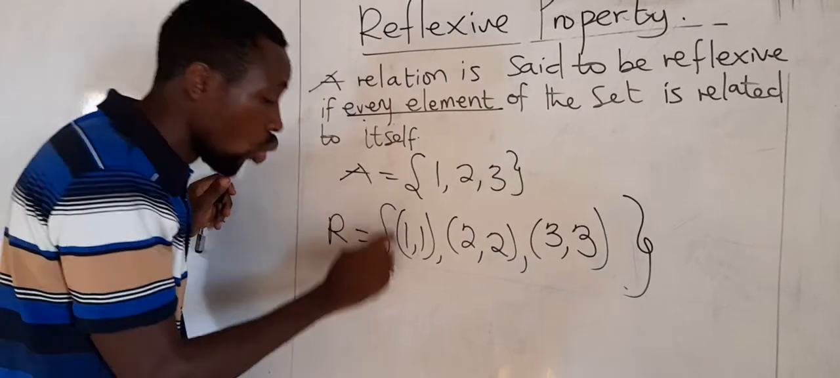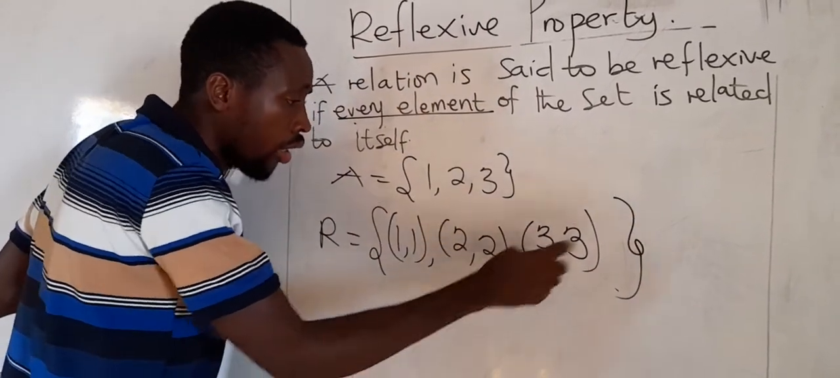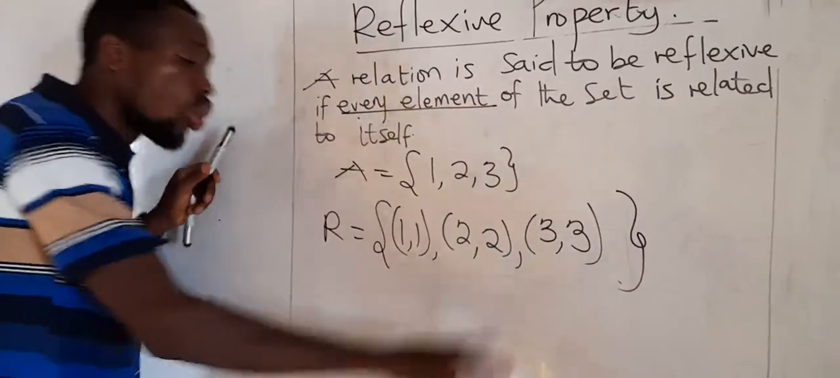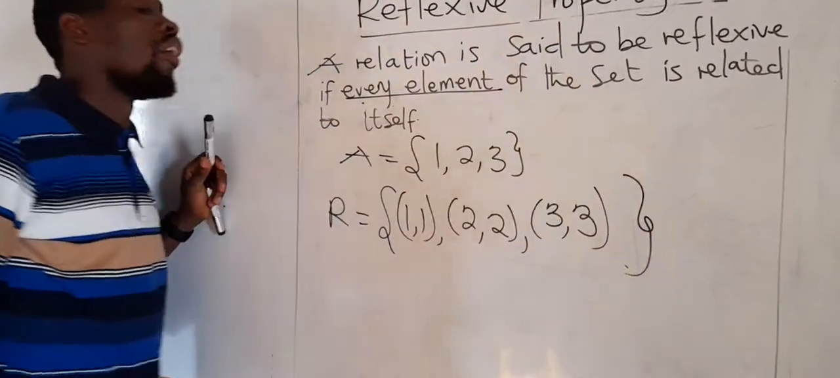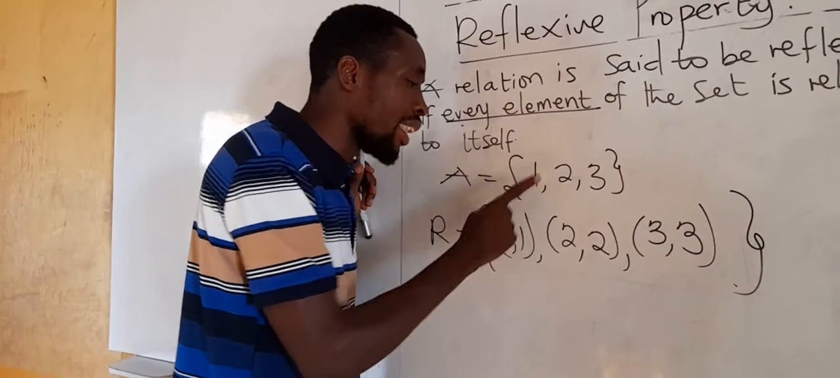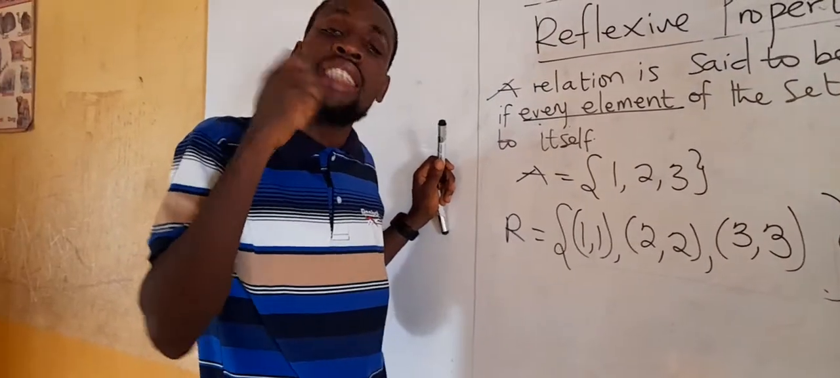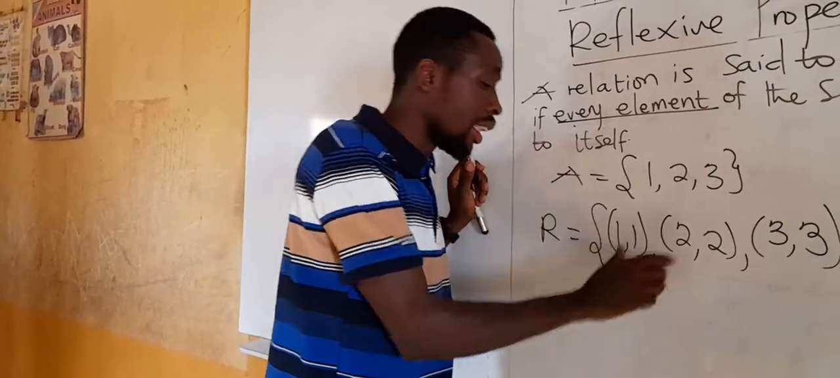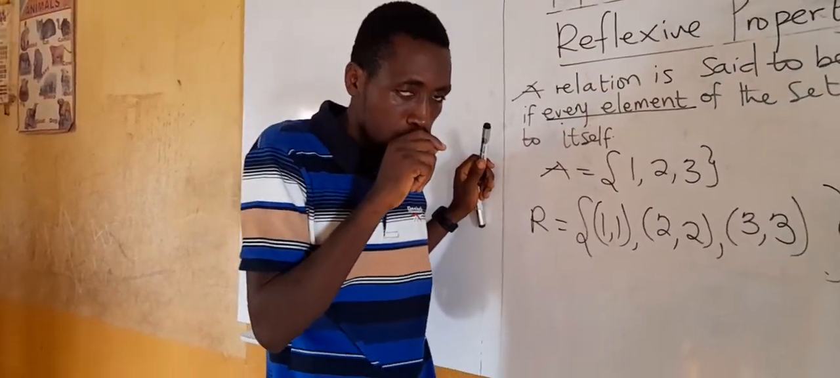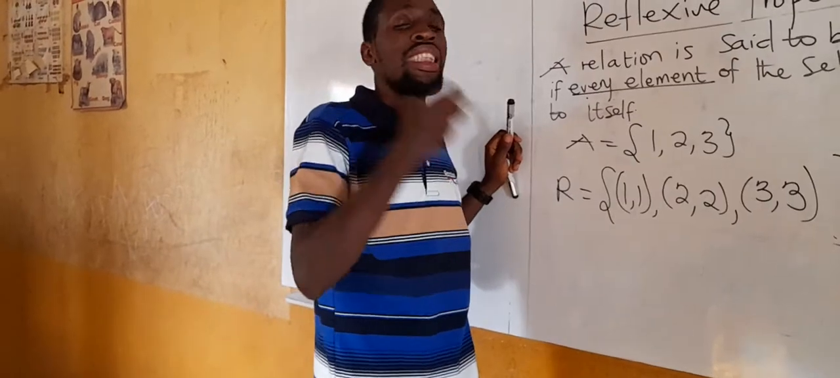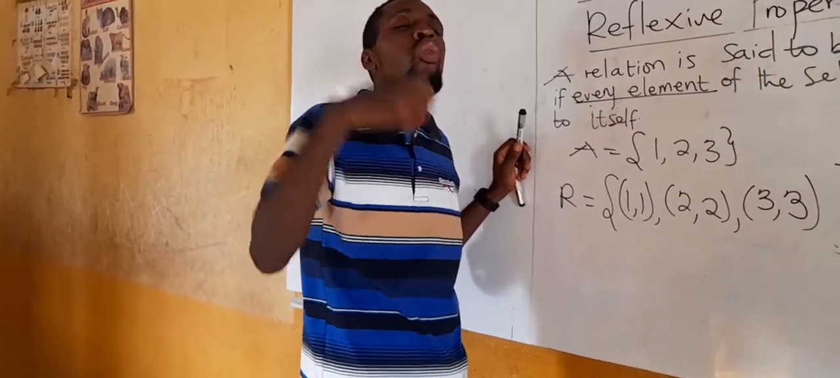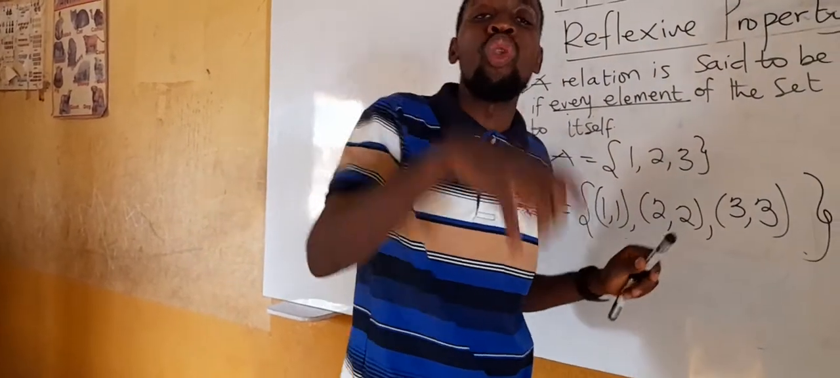Why is it reflexive? See, 1 relates to 1, 2 relates to 2, 3 relates to 3, for all the elements in the set A. So when it happens like that, then we say that the relation is reflexive. If there is one element which does not relate to itself in the relation, then that relation ceases to be reflexive. So we take sample relations defined on a set and see which one is reflexive and which one is not.